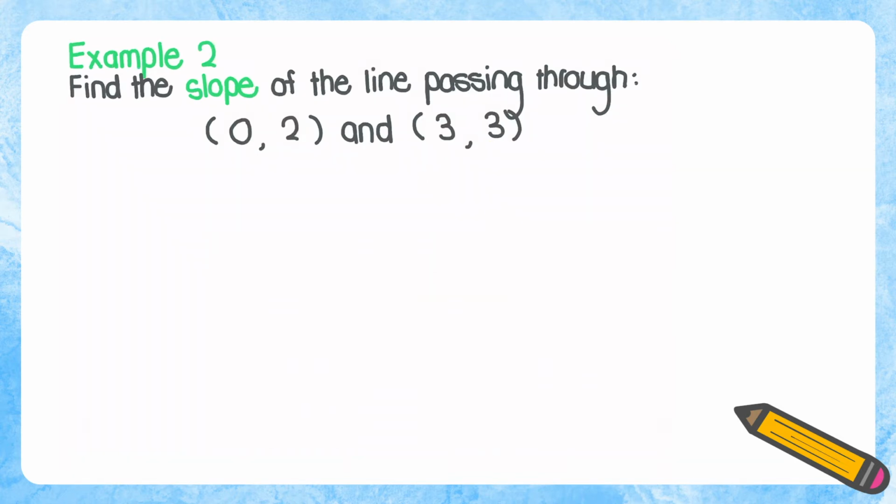This time, we're just given 2 points. We don't have a graph. So we're going to find the slope of the line passing through the points (0, 2) and (3, 3). So right here, we're going to use the slope formula.